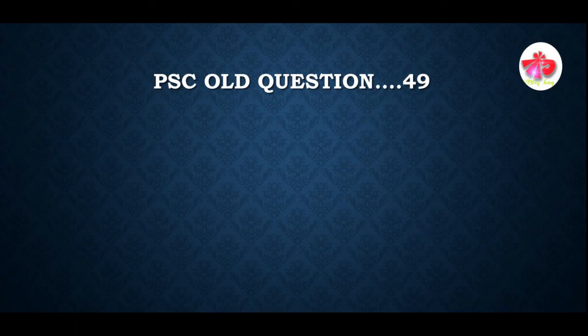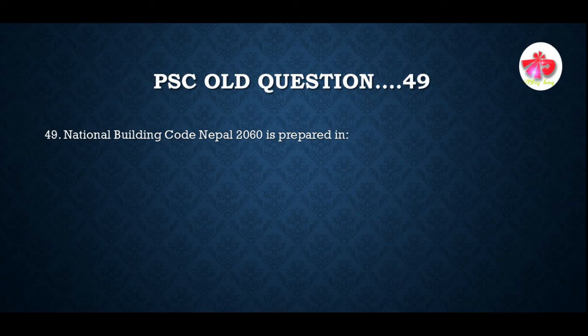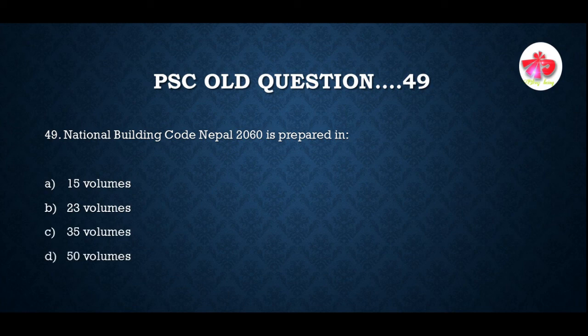Now friends, question number 49. National Building Code Nepal 2060 is prepared in: option A is 15 volumes, option B is 23 volumes, option C is 35 volumes, and option D is 50 volumes. So the correct answer is option B, that is 23 volumes.